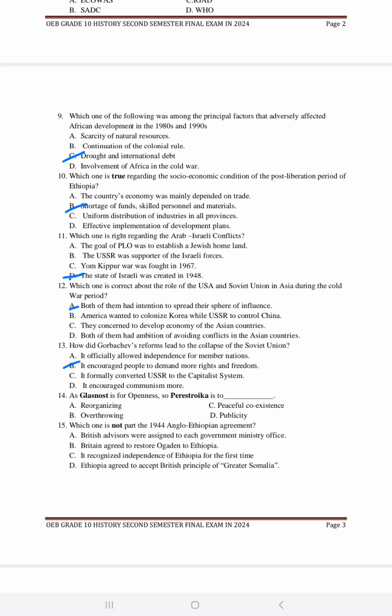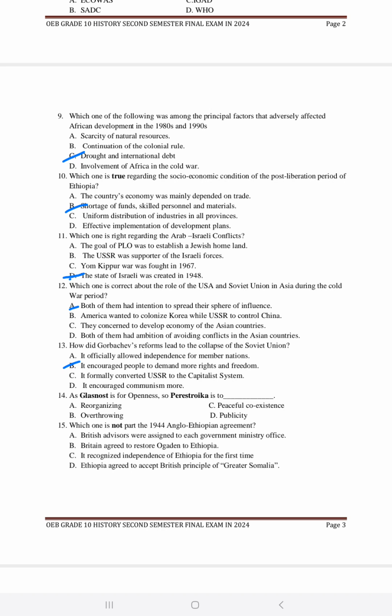It allows what? More freedom of speech, freedom of the press, and so on. So it led to the demand for more rights and freedom. C, it formally converted the USSR to capitalism. No. D, it encouraged communism more. Encouraged communism more? No. The best answer is B.